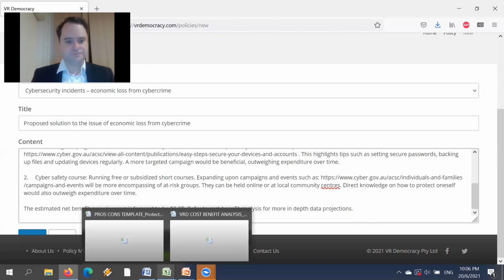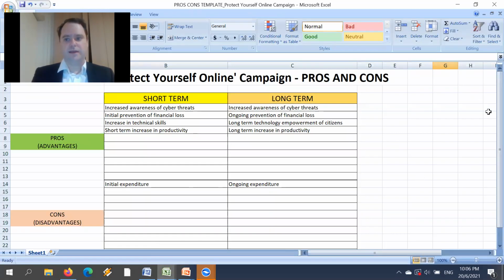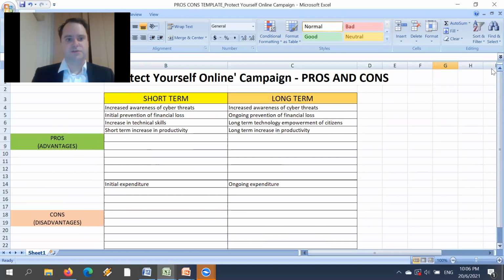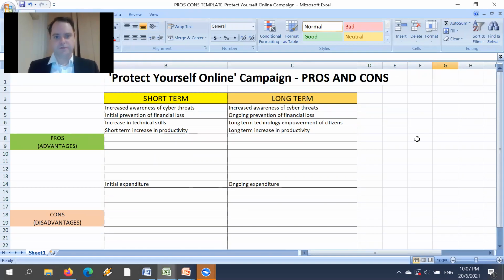So for example, I have just a short pros and cons list here to protect yourself online. So this is a campaign. Obviously, the cons would be the expenditure, but we can talk about the cost versus the benefit when we analyze each of these things. So for short term, we have awareness and prevention of loss and better technical skills. But one of the long-term things is empowerment of citizens and learning their technology better.